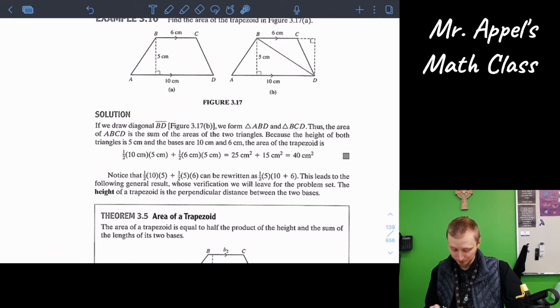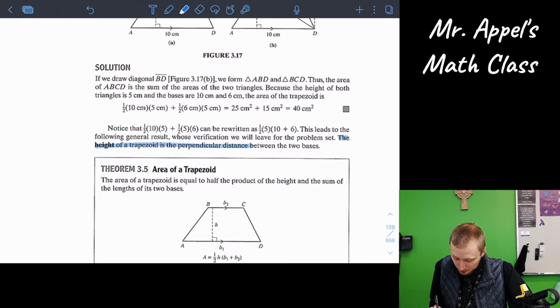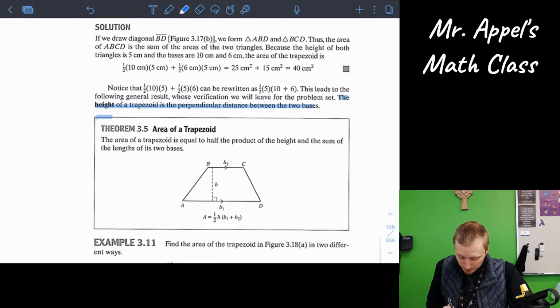centimeters squared. Notice that 1/2 times 10 times 5 plus 1/2 times 5 times 6 can be written as 1/2 times 5 times (10 plus 6). That's just factoring out the common values there. This leads to the following general result, whose verification we will leave for the problem set. The height of a trapezoid is the perpendicular distance between the 2 bases. Ooh, that's a much simpler definition. Let's include that one in our notes. And of course, the full theorem here.